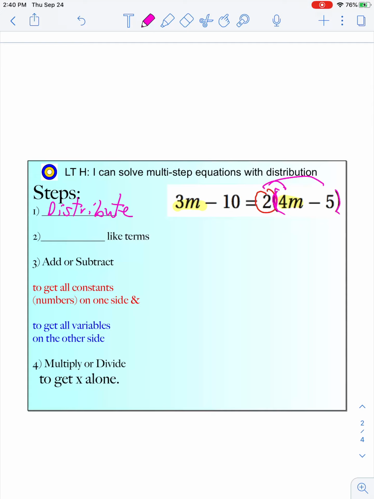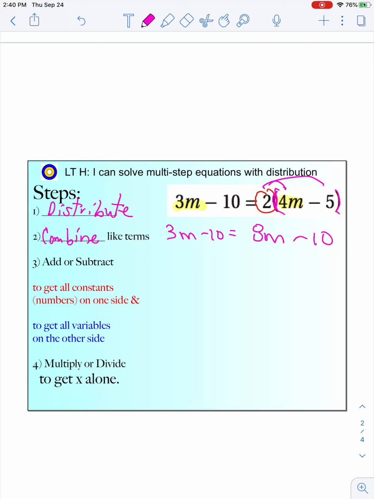And then once we distribute, we're going to combine like terms. So let's do those two steps. When I distribute, 2 times 4m gives me 8m. 2 times negative 5 gives me negative 10.